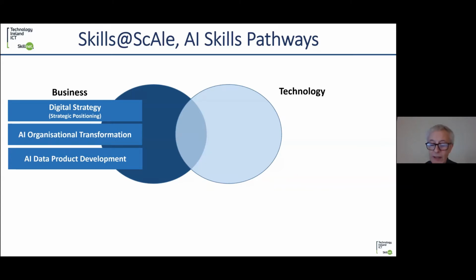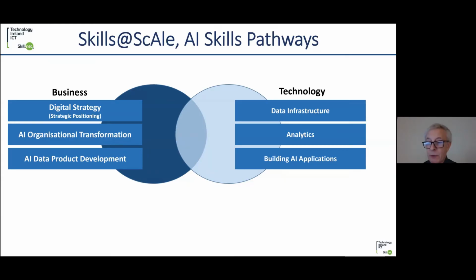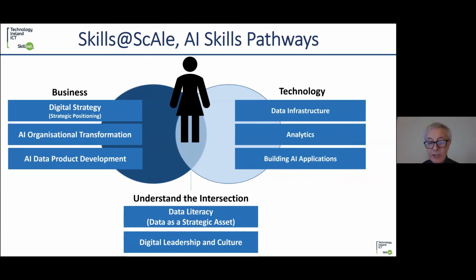But more importantly, it is also looking at how you bring together that intersection. And this is where businesses become very much their own in terms of success with respect to artificial intelligence, understanding the value of data as an asset, digital leadership and culture. And the whole idea here is that these pathways will be defined.